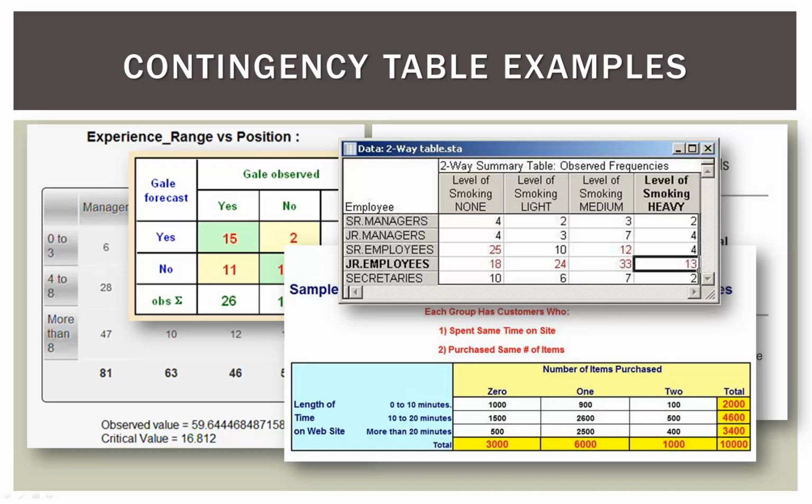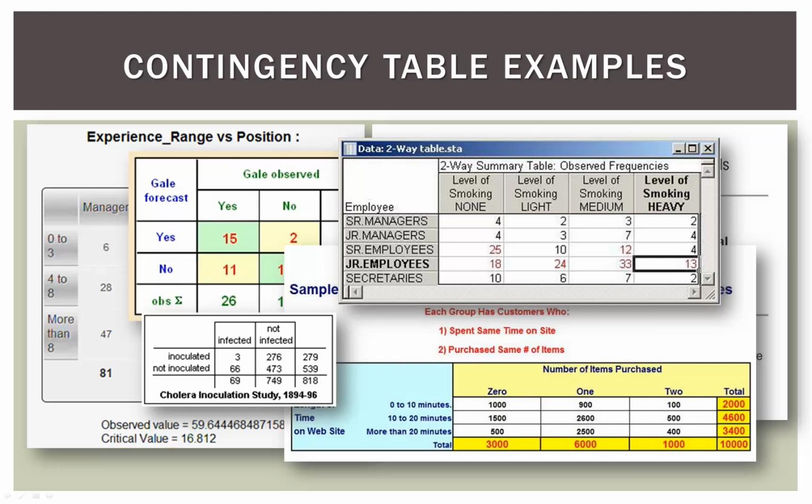Now here is a contingency table for smoking behavior. So on the left-hand side, we have different types of employees, from senior managers down through junior employees, etc. Along the top, we have level of smoking, from none all the way to heavy. So this is looking at the relationship between smoking behavior and employee level.